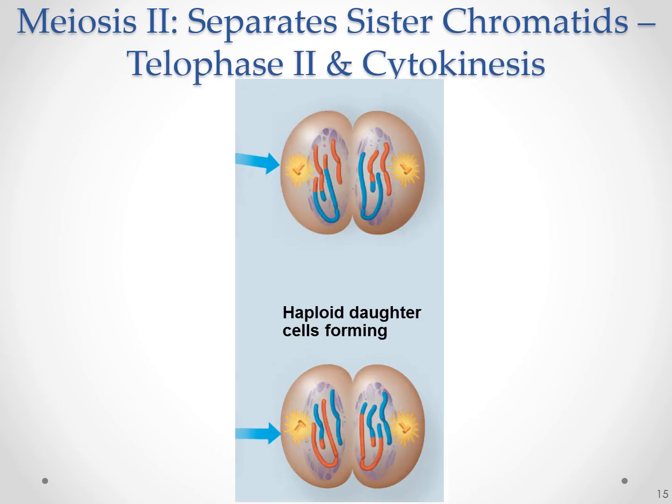You're going to end up with 4 cells. Each of these cells is going to be haploid. They really started out haploid at the point where meiosis 2 begins, or they're considered that way. They each have 1 copy of each of the chromosomes, and then they're going to be individual cells. And these are the gametes.